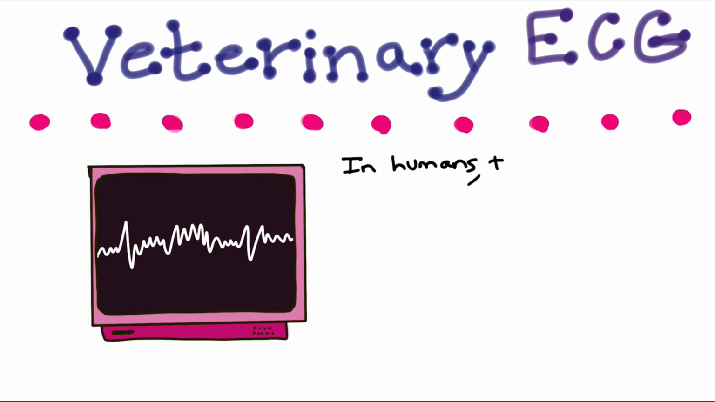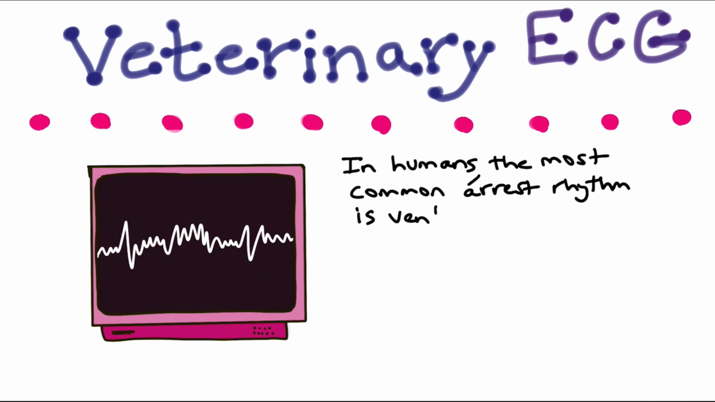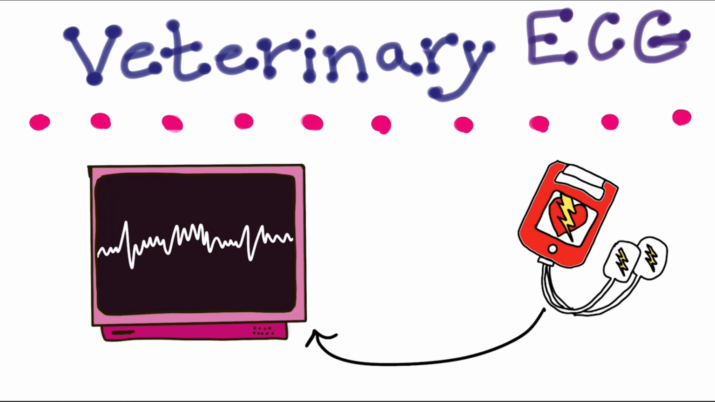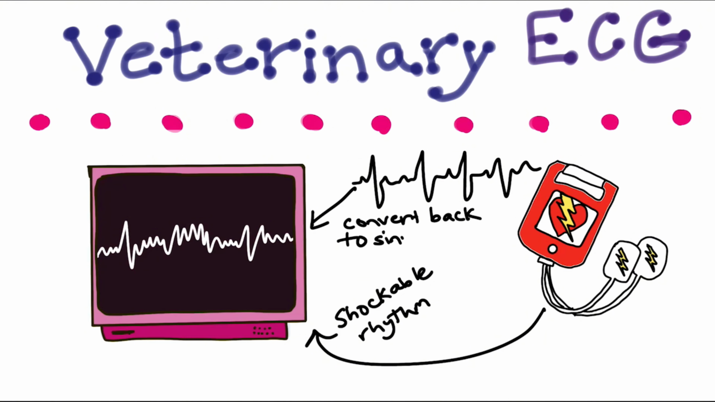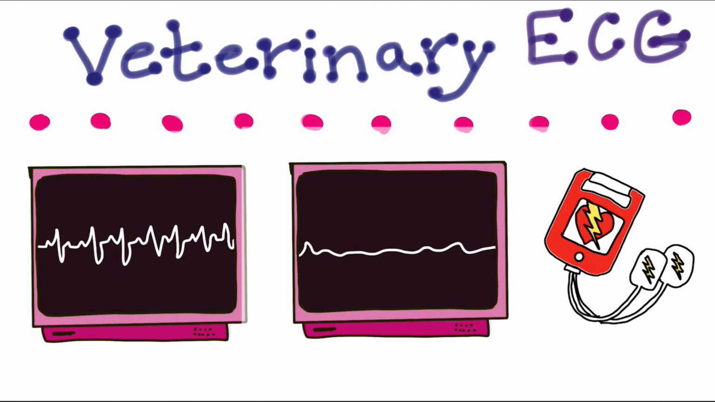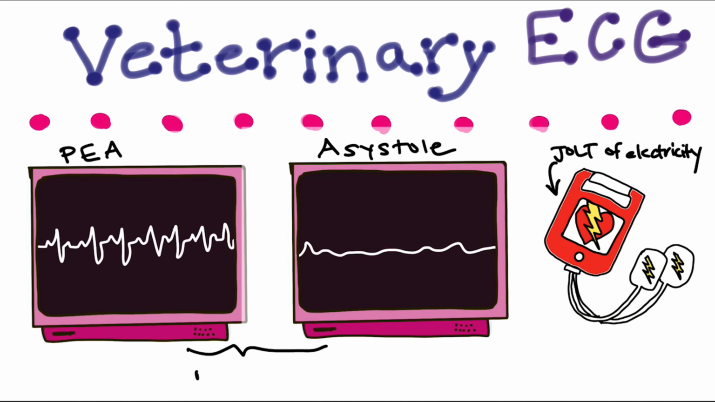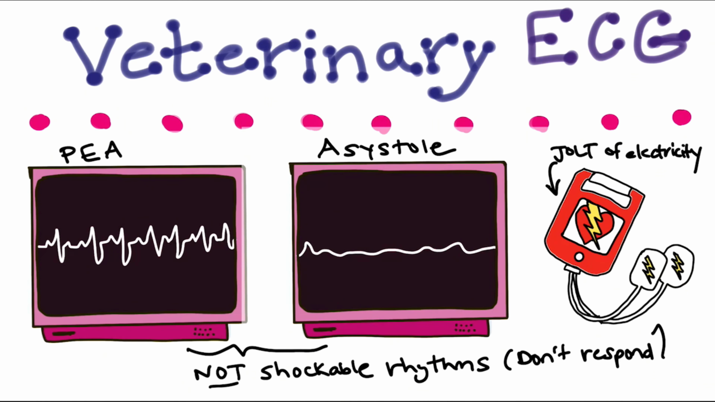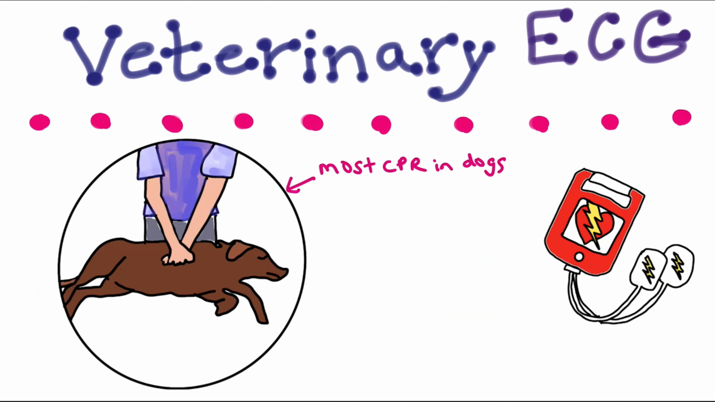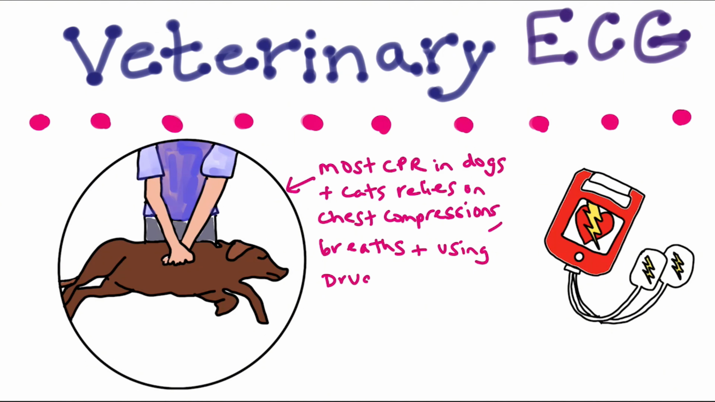In humans, the most common arrest rhythm is ventricular fibrillation. It's a shockable rhythm that can potentially convert back to normal sinus rhythm using defibrillator paddles. These paddles give a jolt of electricity to essentially restart a normal rhythm. Asystole and PEA seen in dogs and cats are both non-shockable rhythms. They don't respond to the paddles. So most CPR in dogs and cats relies on chest compressions, providing breaths, and using drugs to stimulate the heart.